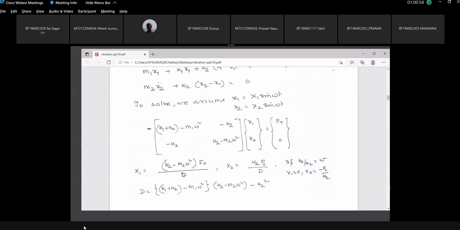But suppose, can it be 0? I said this cannot be 0, but do you think that determinant D also can be 0? I don't know why nobody is saying anything.